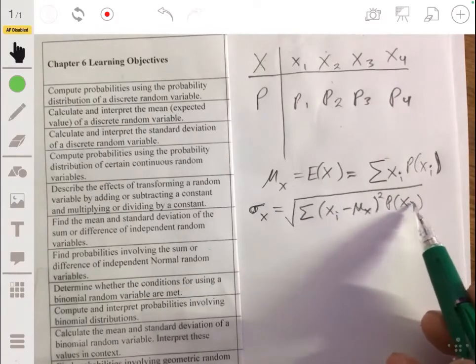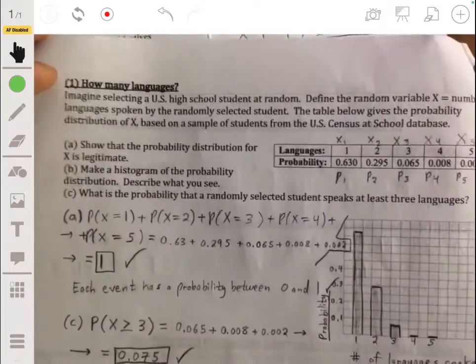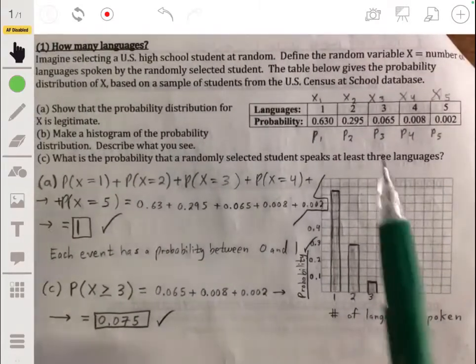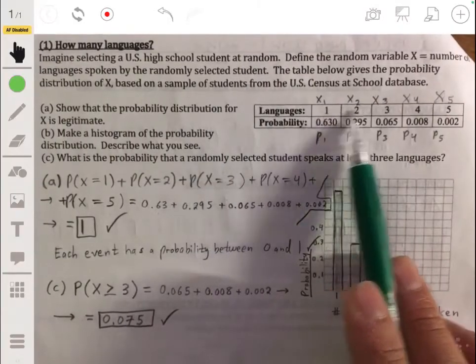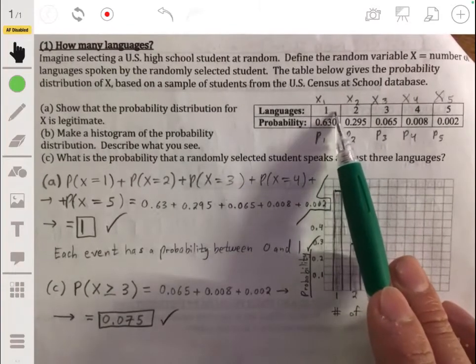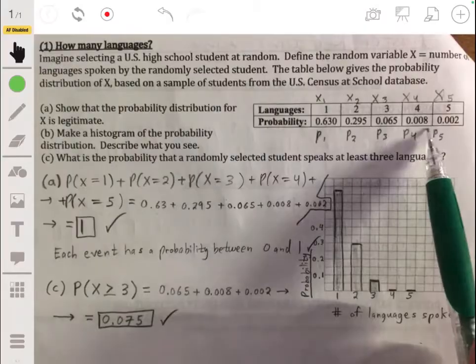So it's the square root of the sum of the squared differences between each value and the mean, times the corresponding probabilities. So let's go to the first example we did in our notes, so we can get a clear sense of what's going on. We had a problem that dealt with data showing the number of languages that students at this school spoke, with the corresponding probability. So this is a discrete random variable. Languages took values of 1, 2, 3, 4, 5 with these corresponding probabilities.